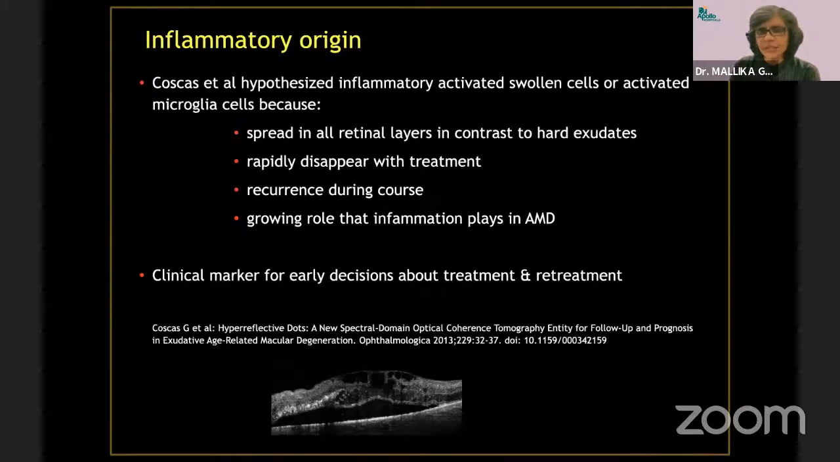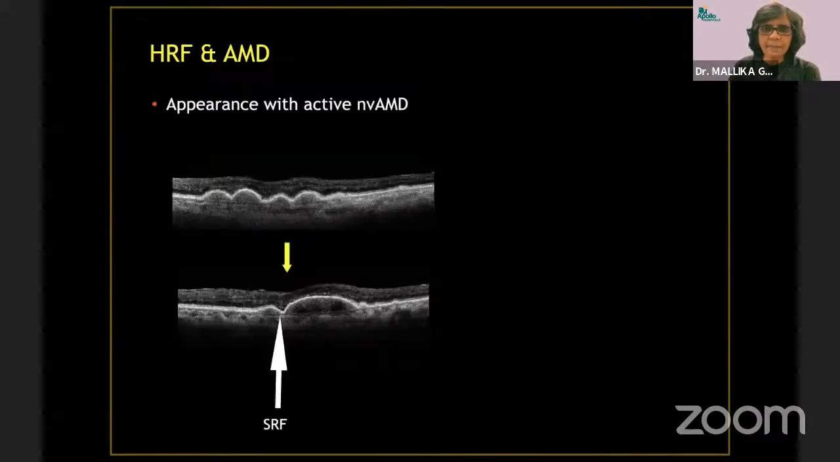Now, these were initially believed to be inflammatory, activated swollen cells or microglial cells because they are spread across all the retinal layers, and especially because they rapidly disappear during anti-VEGF or steroid treatment, but they recur whenever the disease becomes active again. So they are very rapidly appearing and disappearing. And also because there was a growing role that inflammation plays in AMD, it was believed that these are inflammatory markers. Now, importantly, they may signify clinical activity and need for treatment.